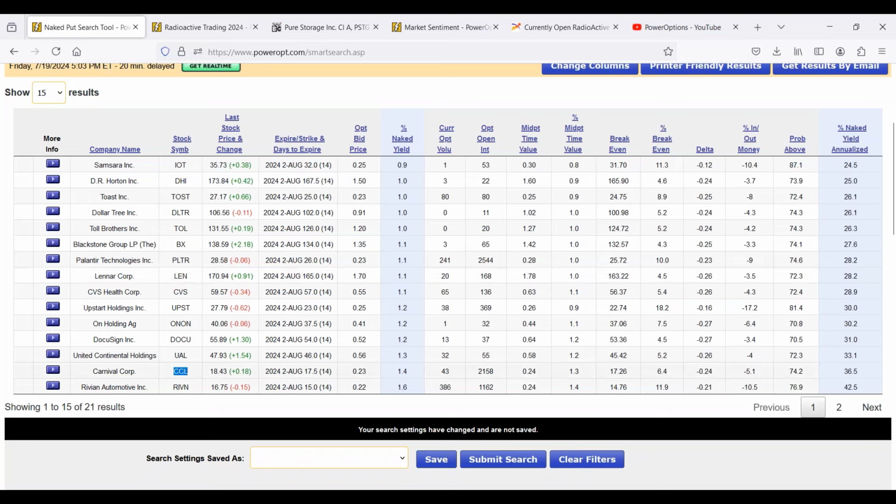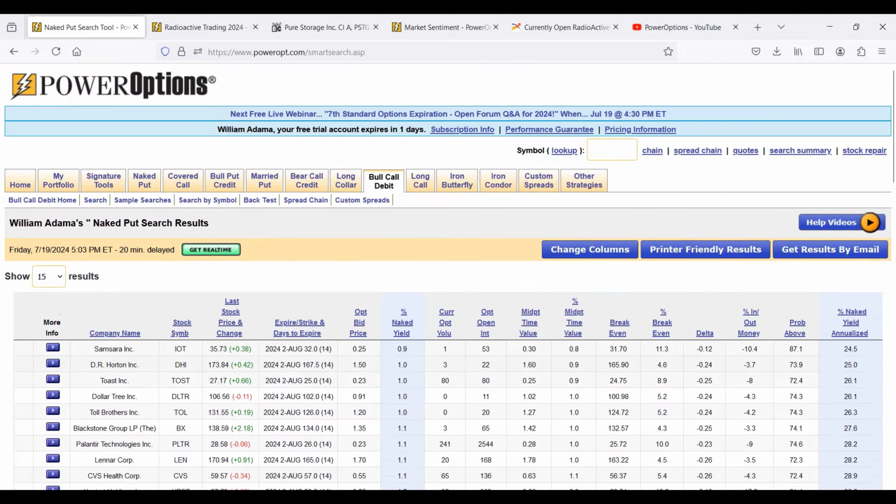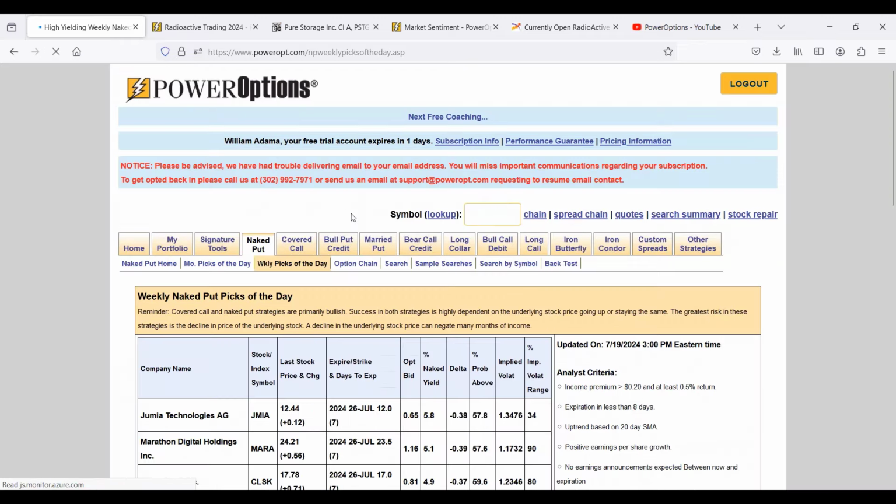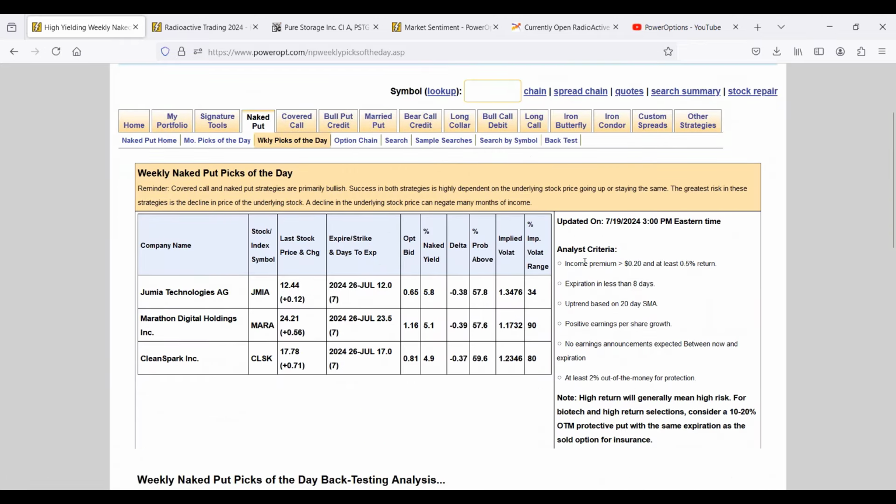Ernie's in CCL right now, by the way, in the married put portfolio, the fusion portfolio, and his trades. We looked at my trades about 40 minutes ago. Okay, so that's your starting point. Naked put, monthly picks of the day, or weekly picks of the day. Now, this is just a quick view.